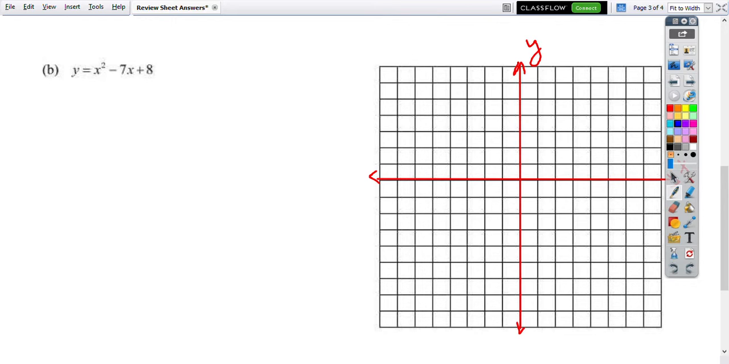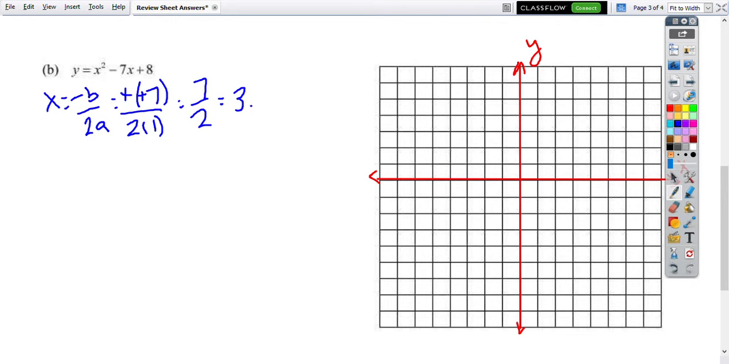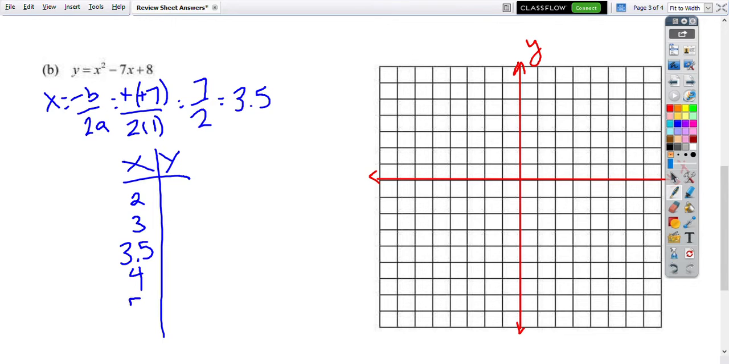Alright, if we're doing it by hand though, which we can go through and do, x is equal to negative b over 2a. So negative of negative 7, which is really a positive 7, over 2 times 1. So that's 7 over 2, and there's 3.5. So on my XY chart, we're doing 3.5 in the middle. The next lowest number is 3, and then 2. The bigger is 4, and then 5.